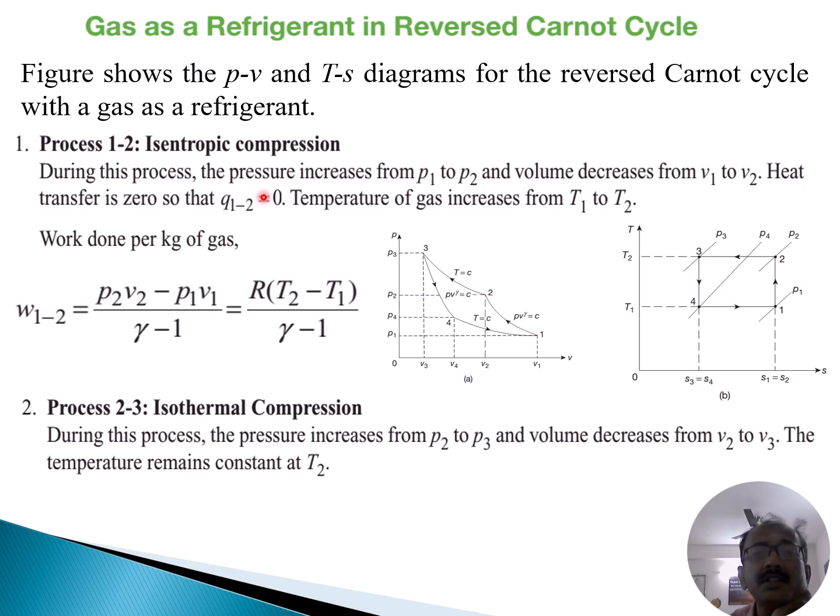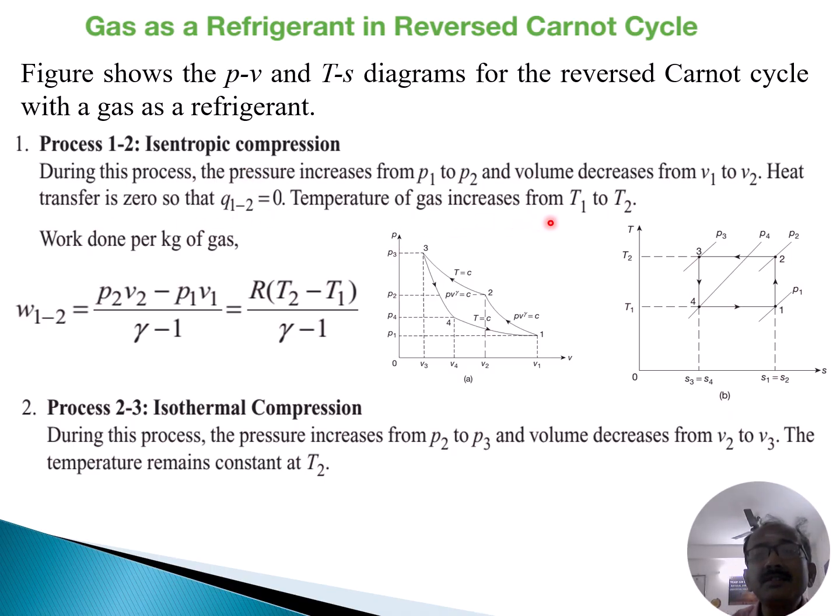During this process, the pressure increases from P1 to P2. If you see the diagram, pressure increases from P1 to P2 in process 1 to 2, and the temperature also increases from T1 to T2. The volume decreases. If we increase the pressure, obviously the volume will decrease from V1 to V2. Heat transfer is zero, because this is an isentropic process, that means a reversible adiabatic process. So there is no transfer of heat.